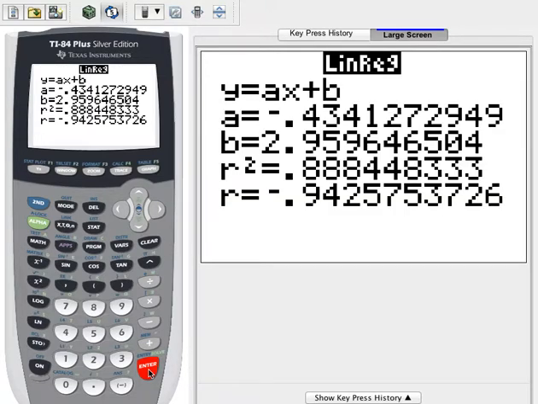In this case, the r value is the strength of the linear relationship between log x and log y. R squared is the percent of variability in the log of y that is explained by variability in the log of x.